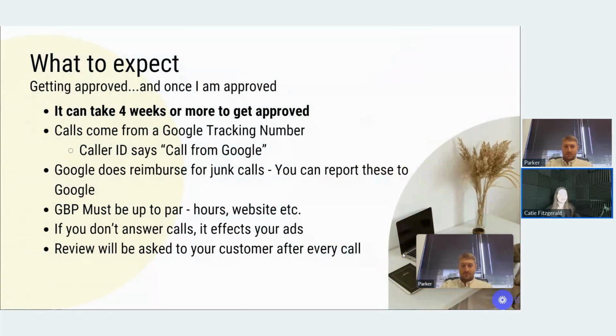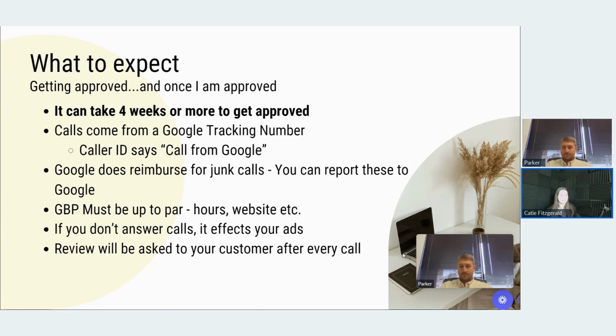So once we start going, here's what to expect. The first thing is we always like to say it can take up to 4 weeks to get approved. So even if you're right on it and within 24 hours you have all those business documents uploaded, it can take up to 4 weeks. Like I said, it's a third-party company that Google works with to do all those background checks. But once you do get approved, like Parker was mentioning, there is an app that you would download for the local services ads, and the calls would come through right to the device that you have set up through your Google business profile. The calls come through from a Google tracking number.